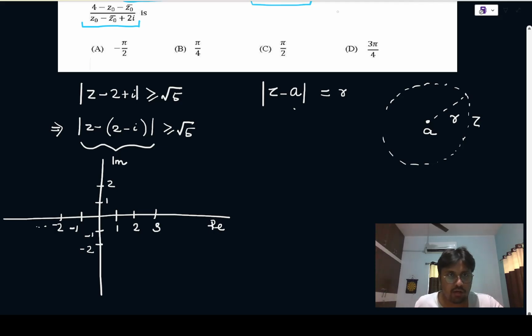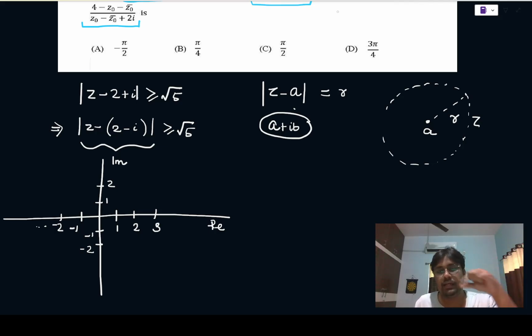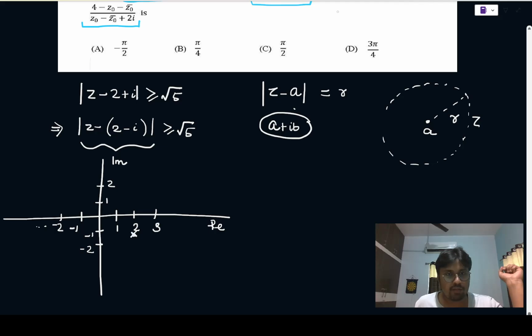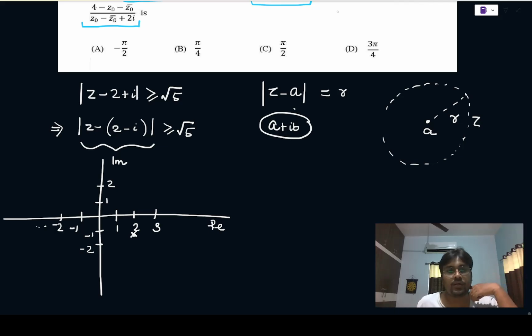Now, 2 minus i. So 2 is on the x-axis. Minus 1 is basically negative on the y-axis. So if we have an expression A plus iB in complex numbers, A is the part which lies on the x-axis, the real axis. B lies on the imaginary axis. So this point is this, right? 2 comma minus 1. 2 on the x-axis, minus 1 on the y-axis. So the distance from this point is greater than or equal to square root of 5.